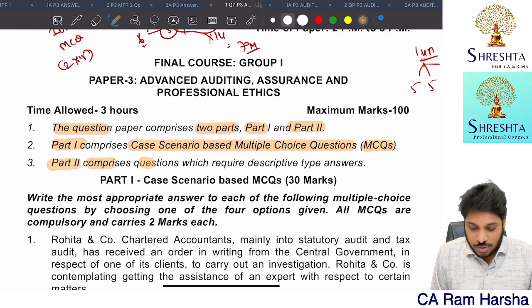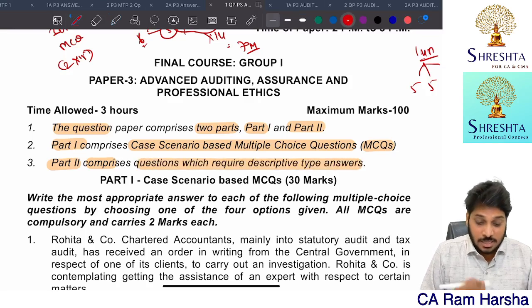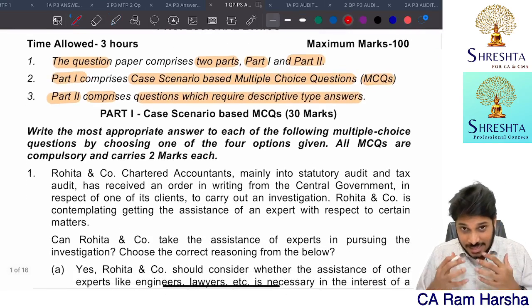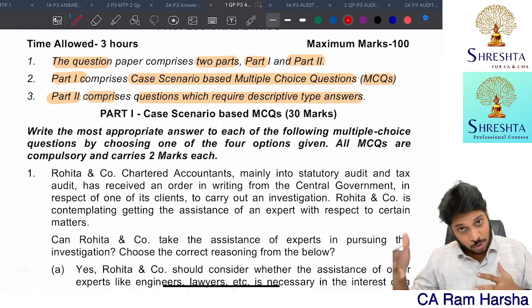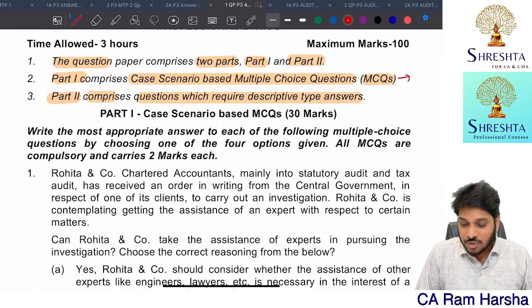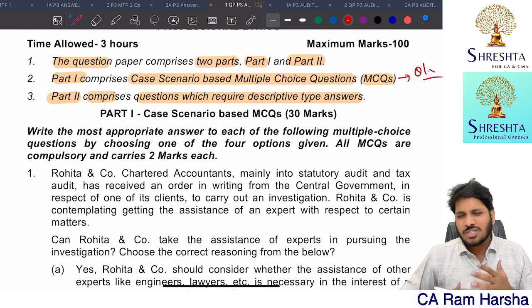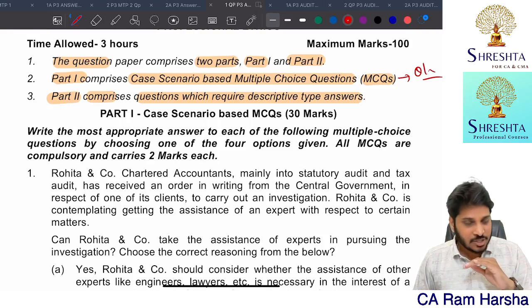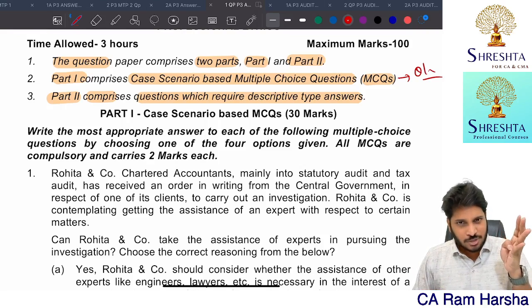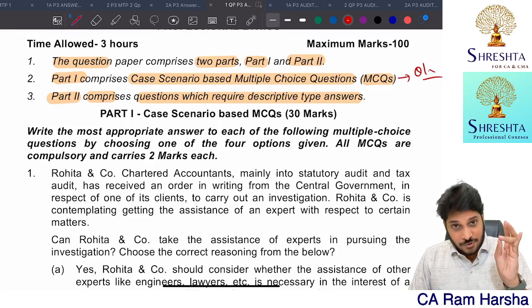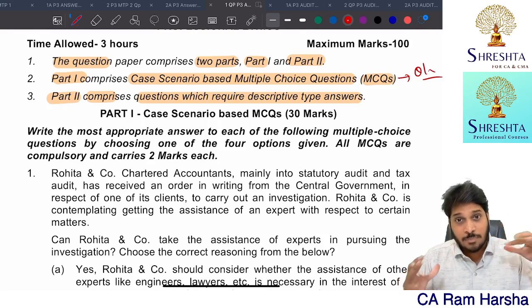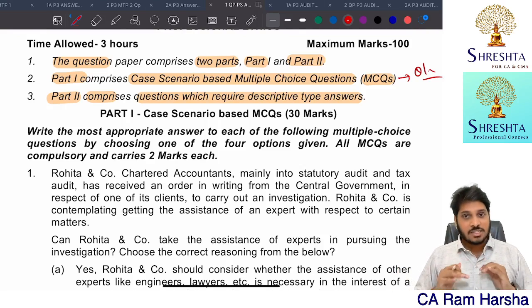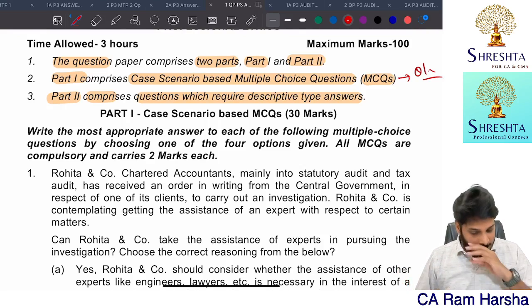Part 2 comprises questions which require descriptive type. And you know what? In this particular MTP 1, and even in the MTP 2 for May 24, I felt MCQs are quite easy. They're not that complicated. If you're really conceptually clear, especially on standards, engagement and quality control standards, audit report chapter, risk assessment chapter, audit strategy chapter in CA Final, and review, specialized areas, assurance and related services, if you're very strong in these chapters, you can answer these MCQs predominantly.